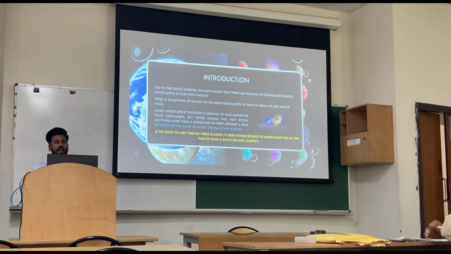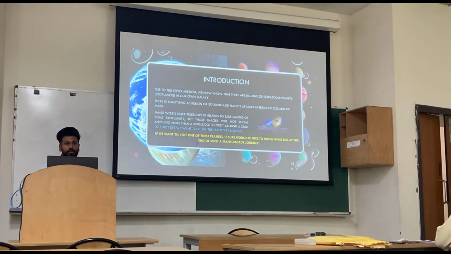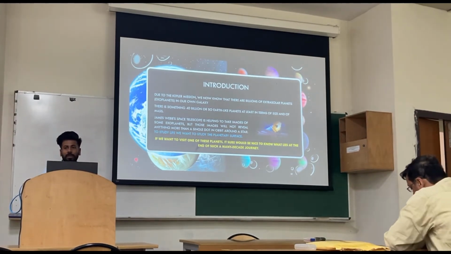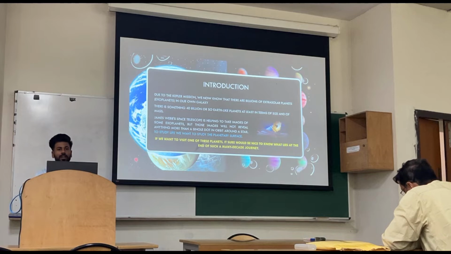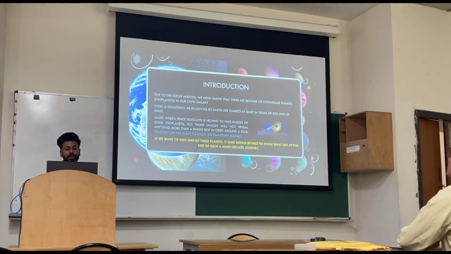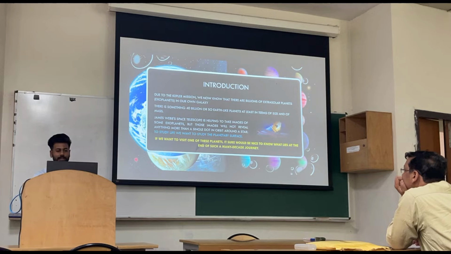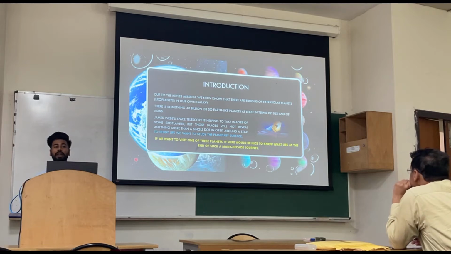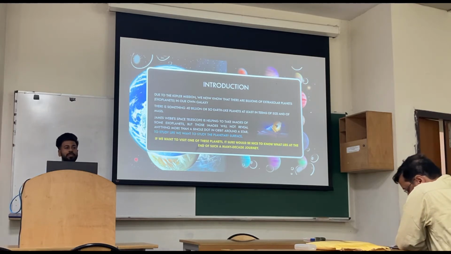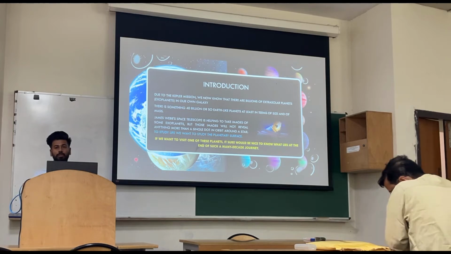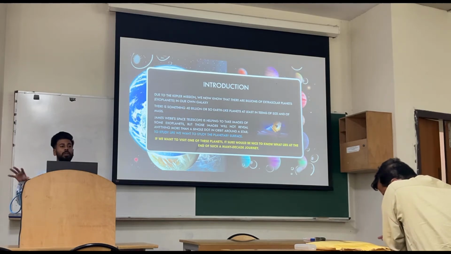Humans have been looking up at the sky for as long as we have been humans, and believe it or not, the universe is way bigger than any of us have ever imagined. Due to the Kepler mission, we now know that there are billions of extrasolar planets, or exoplanets, in our own galaxy. So we estimate there are about 40 billion or so Earth-like planets, at least in terms of size and mass. But only the information of size and mass is not sufficient to declare those planets habitable for life. So we definitely need more information.